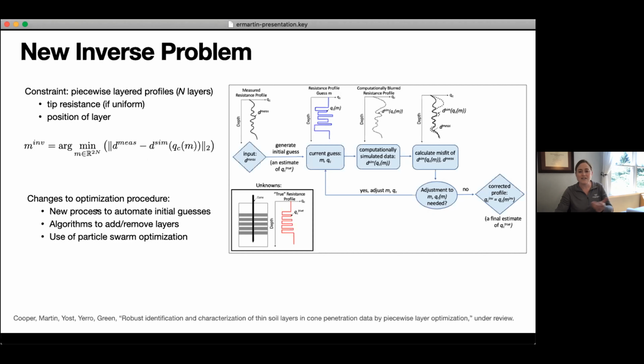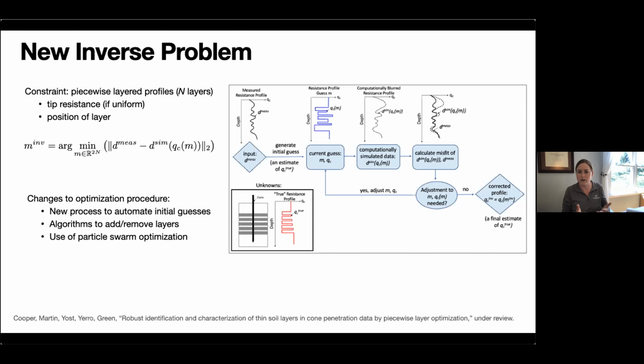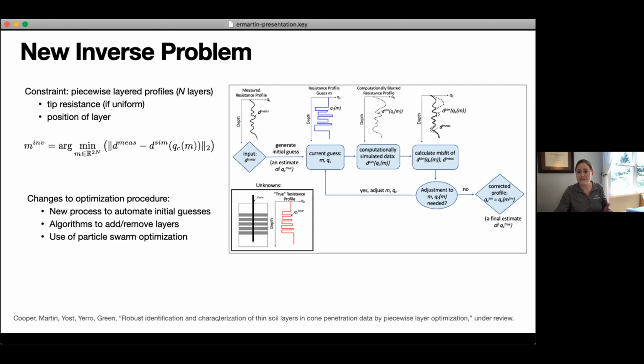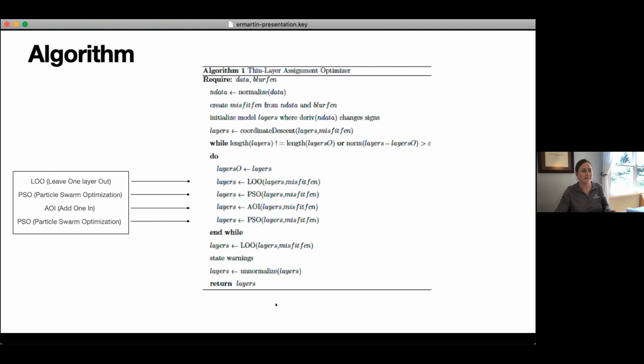Okay, so we had to change the optimization procedure just a little bit. We had to come up with new processes to improve our automated initial guesses. We also had to add algorithms to add or remove layers. That was not part of what was previously in the Boulanger and de Jong setup. And then we also started using particle swarm optimization as a global optimization method instead of gradient descent. We found that that tended to work better for our problem.